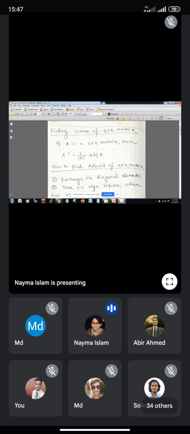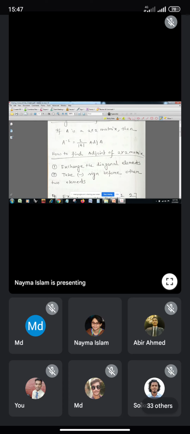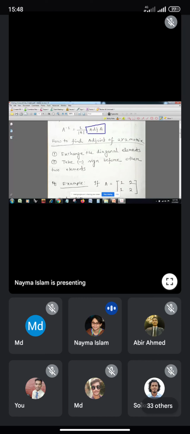A inverse equal to 1 by determinant A adjoint A. And what is adjoint? I'll tell you later. Just remember that the mathematical equation is A inverse equal to 1 by determinant A adjoint A. Now, how to find adjoint of a 2 by 2 matrix? That means how to calculate this portion for a 2 by 2 matrix. There are two processes.